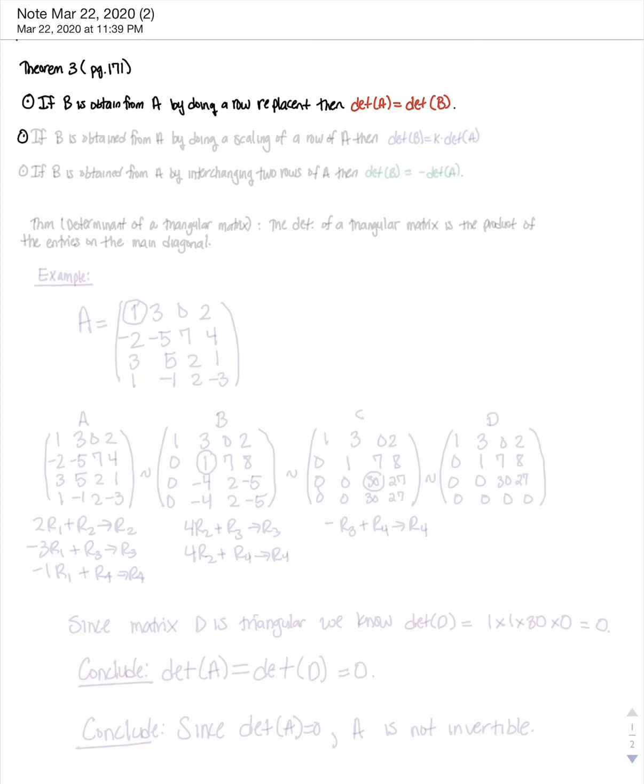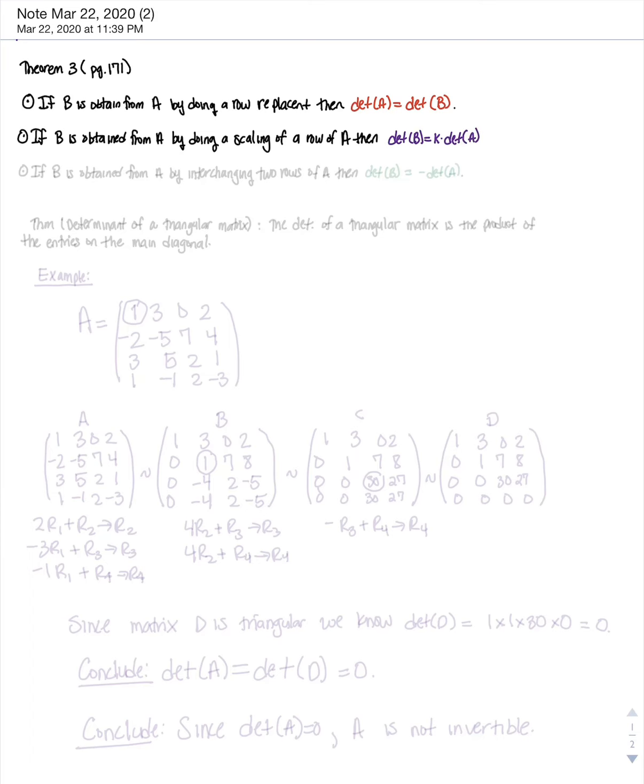If B is obtained from A by doing a scaling of a row of A, then in this case, we have that the determinant of B is equal to K times the determinant of A.